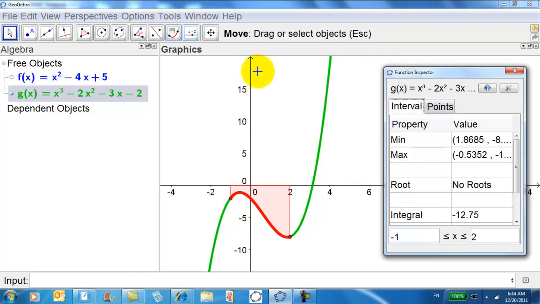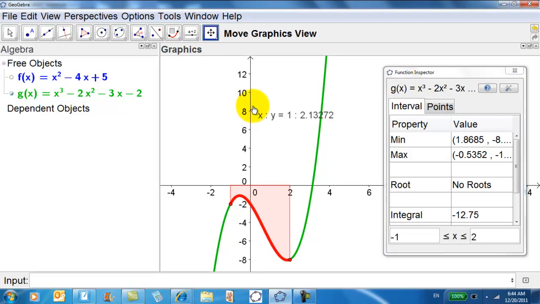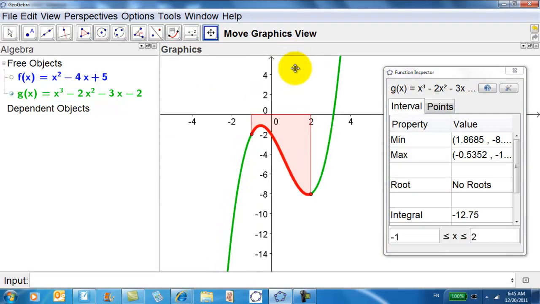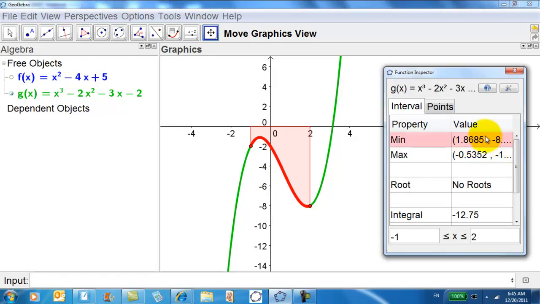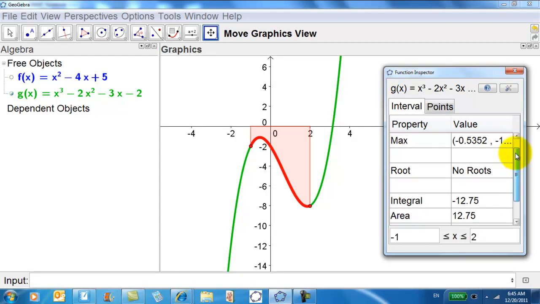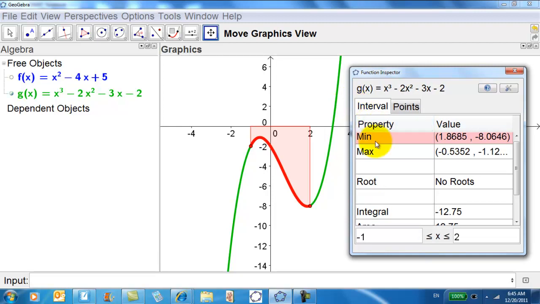And we can maybe change the scaling a little bit on this so we can get back to see what's going on. There you go. Slide this up. And we can see that in this interval, it looks like we go a little past the minimum. We got a minimum at 1.86, -8. Looks like we can maybe scroll over on this and see what the rest is. Oh, I know, just make this bigger. There we go. And a maximum at -0.5352, 1.12.